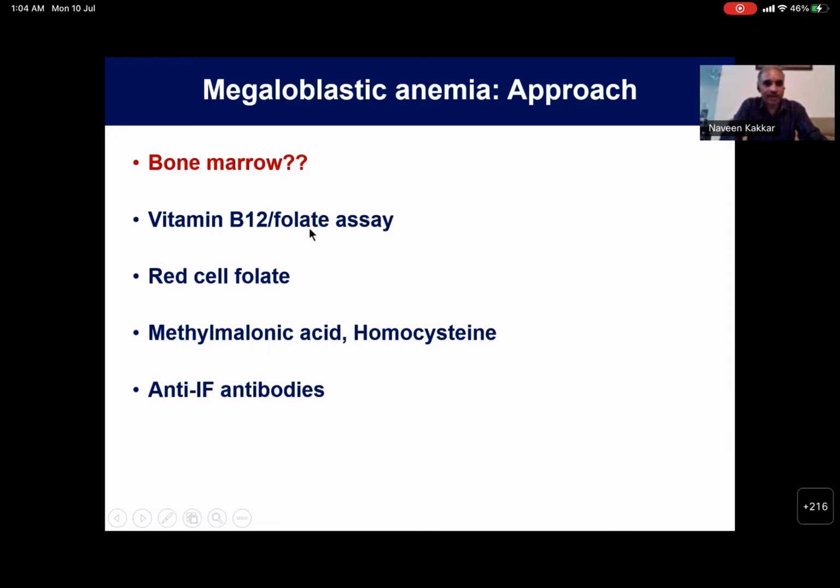You must do B12 and folate assays. A red cell folate is better than a serum folate, but it's not available in most centers. Methylmalonic acid and homocysteine will come up; they'll be raised in B12 deficiency. I'll talk about their role in the next few slides. And if you're suspecting pernicious anemia, it's good to look at anti-IF antibodies. Again, pernicious anemia is underreported in India. Clinical suspicion is not really there.